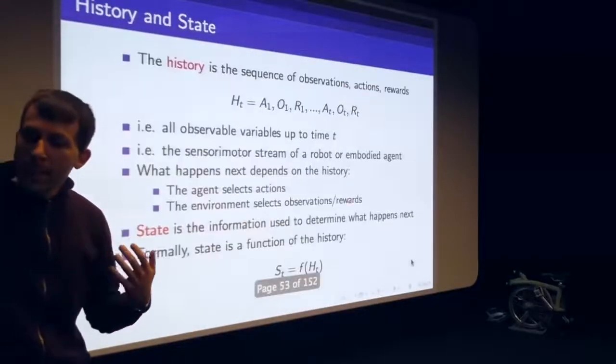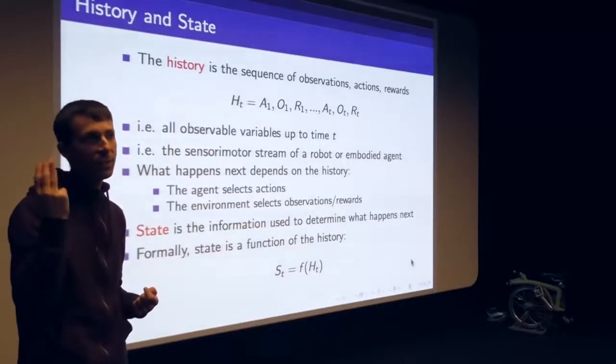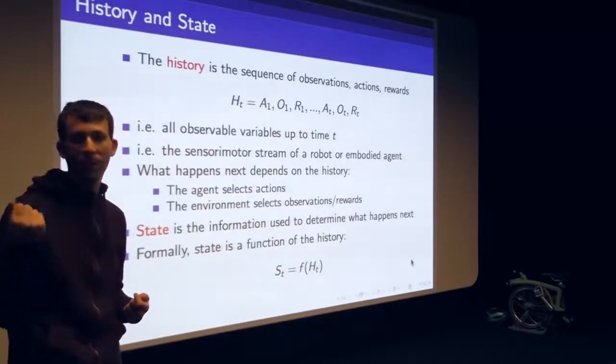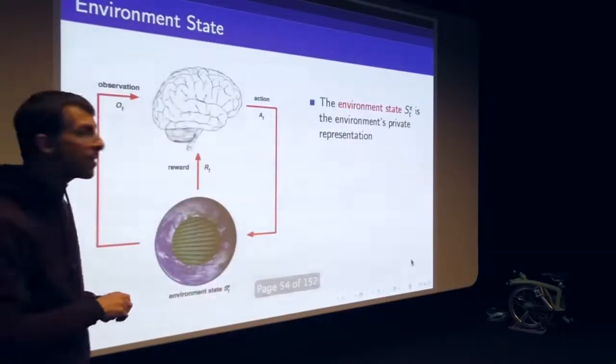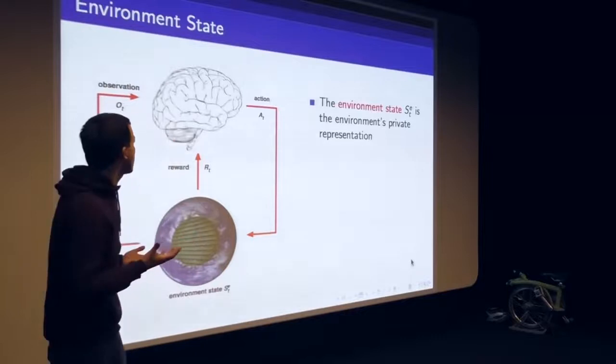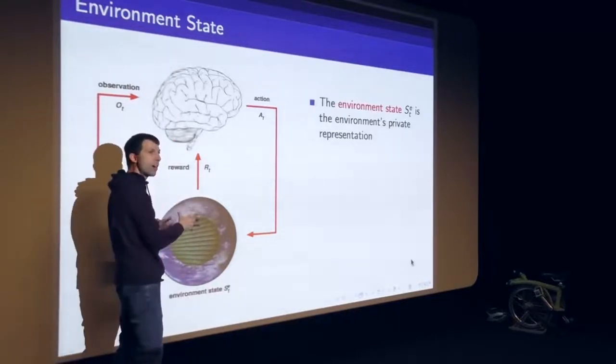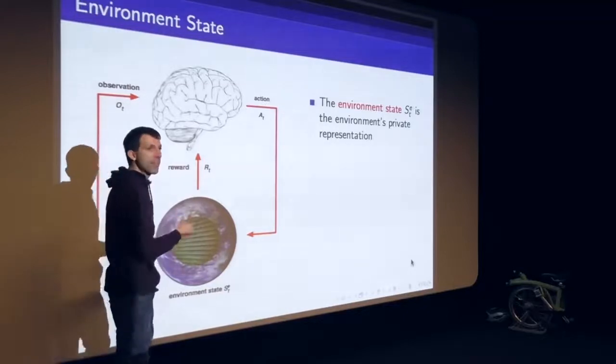But there are many different definitions of state, and what I want to pick apart now is at least 3 different definitions of state, to understand what they really mean and how they relate to each other. So the first definition is what we call the environment state. The environment state is basically the information that's used within the environment to determine what happens next.